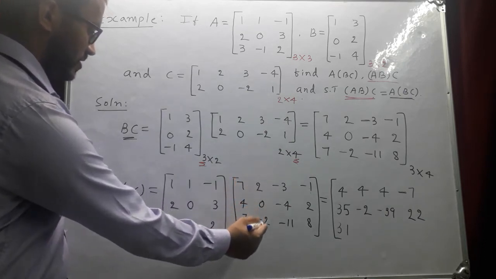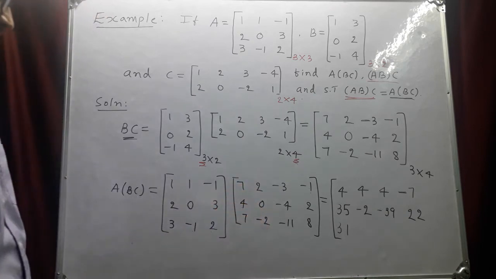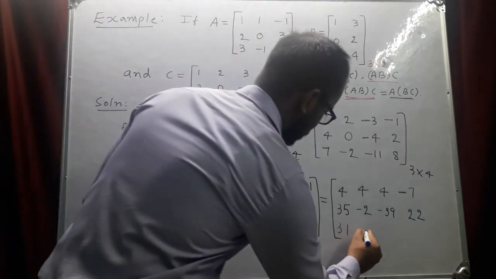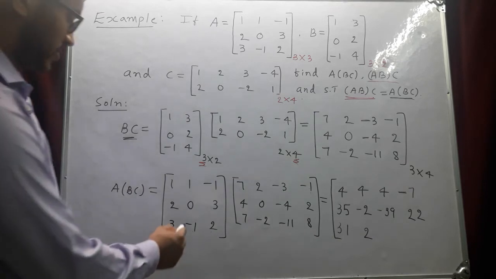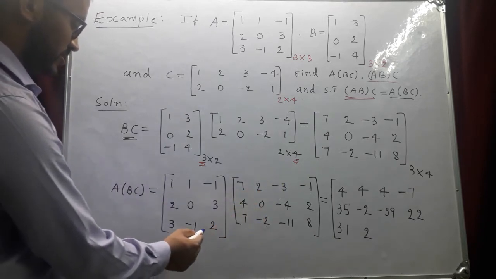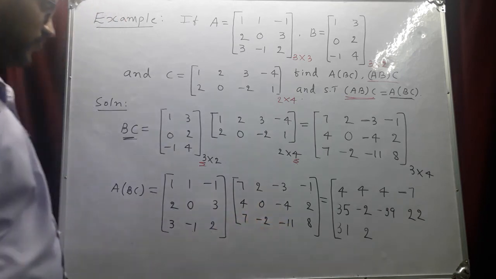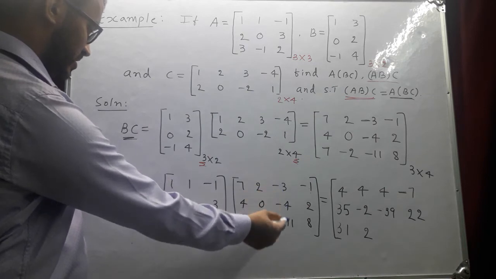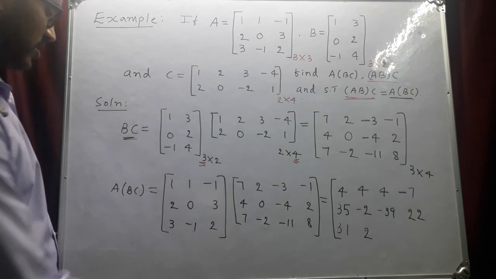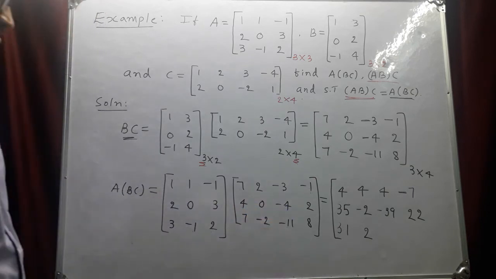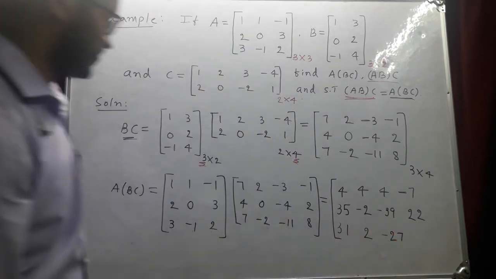Third row, second column, 6, 0 minus 4. So that is 2. Third row, third column, minus 9 plus 4 minus 22. So that is minus 9 minus 22 minus 31 plus 4. We get minus 27.